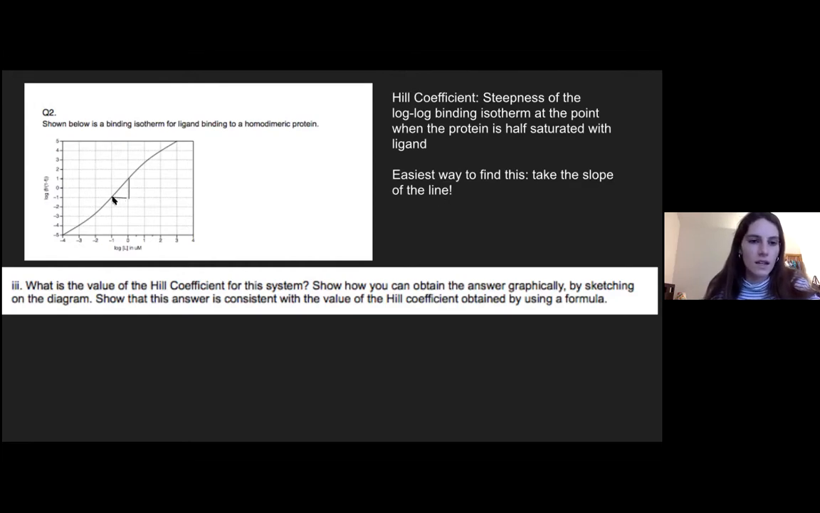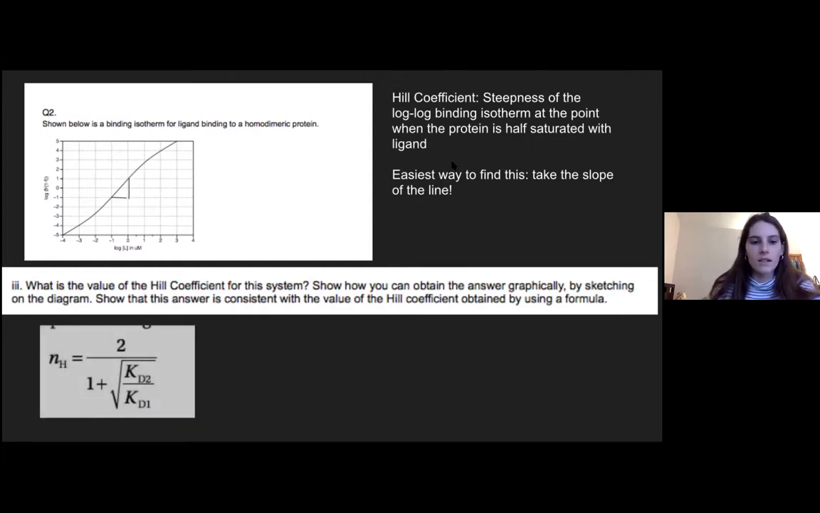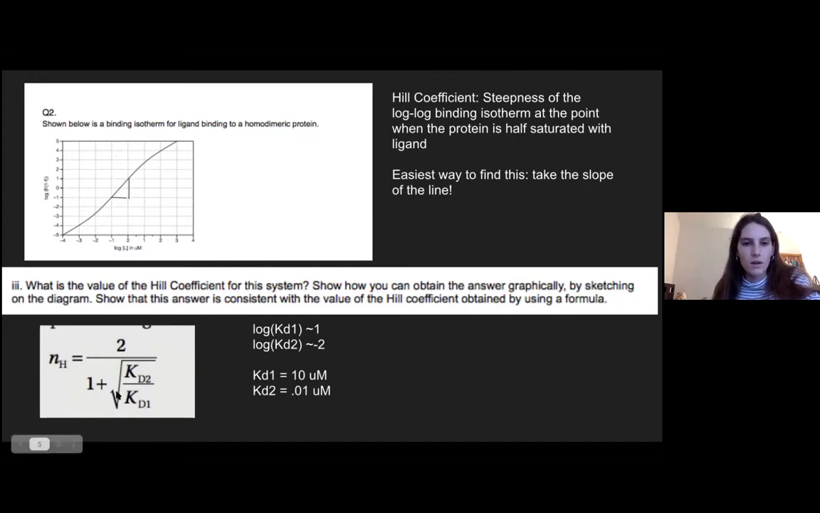You can see here over 1 of 2, so the slope of the line is about 2. And then you can also use this equation, 2 divided by 1 plus the square root of KD2 divided by KD1. Remember that KD1 was 10 and KD2 is 0.01. So this will give you a pretty small number once you square root it, and again, you get that it's about 2.